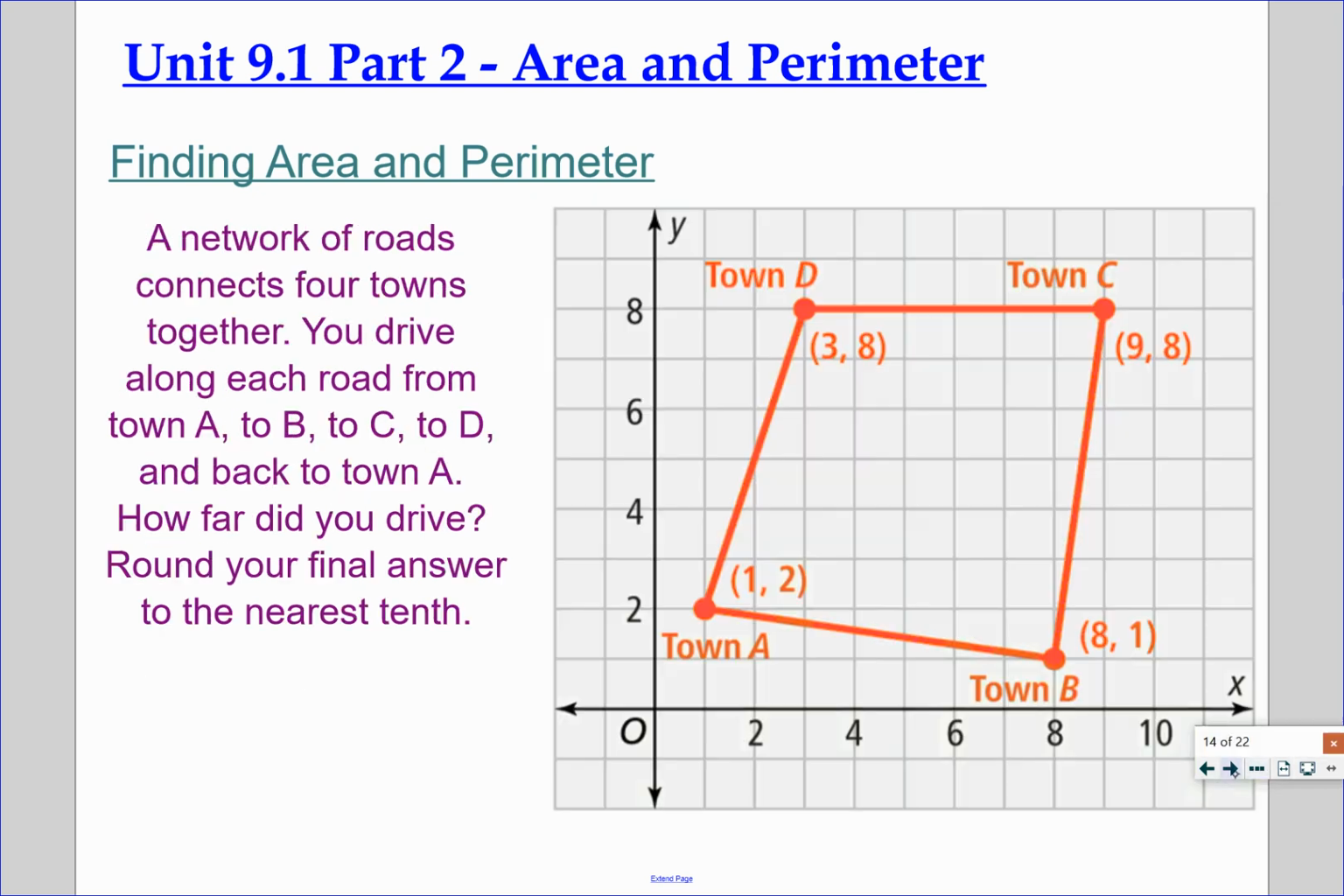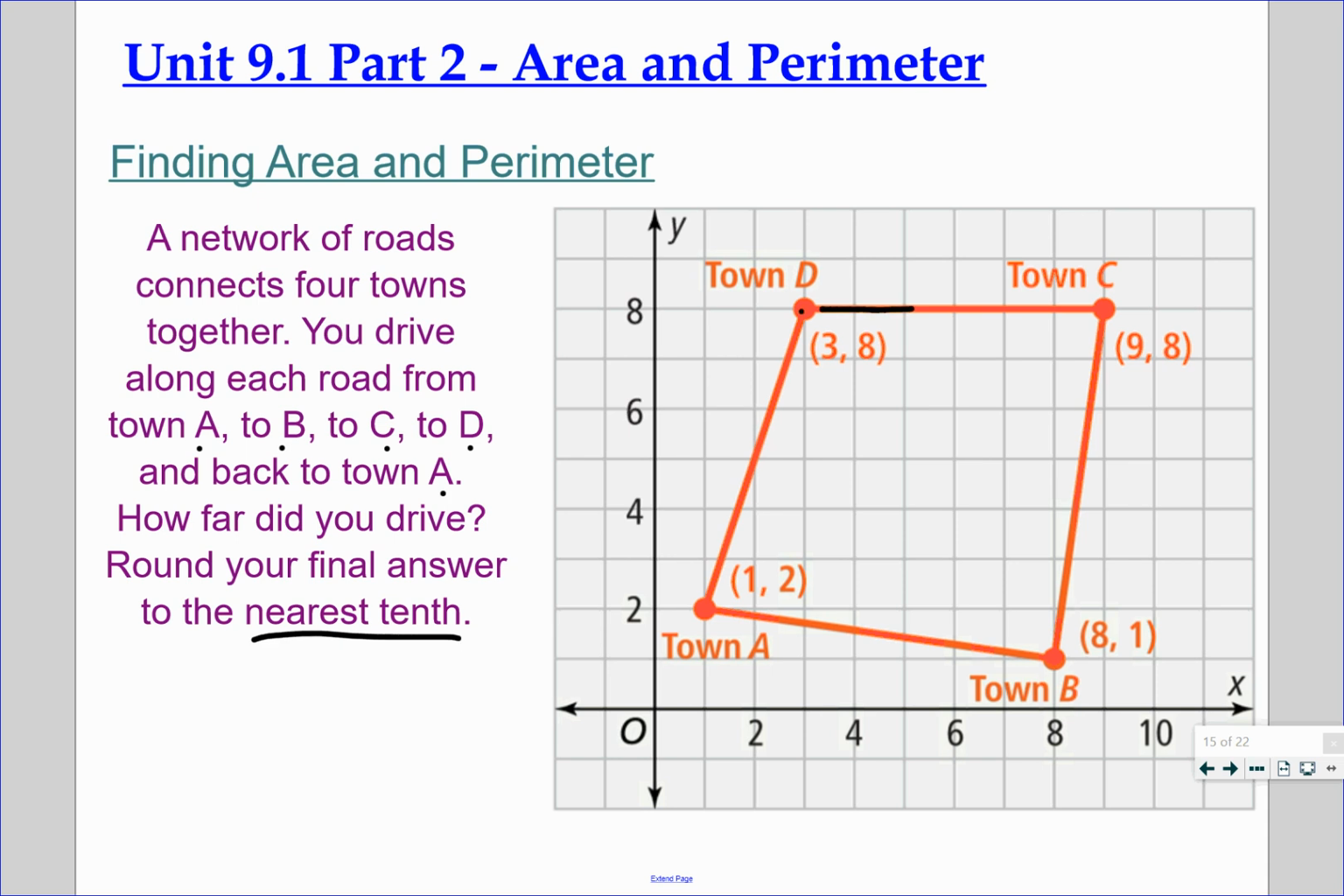Last shape I want to show you is something where the dimensions might not work out so well on the coordinate graph, meaning that we can't necessarily find a base and a height that are perpendicular, and we might have to manipulate with Pythagorean theorem a little bit. So this one shows a network of roads connecting 4 towns together. We're driving along each road from A to B to C to D town, and then back to A town. That means we're driving around this whole shape, and they want to know how far we drove, so we're actually finding perimeter to the nearest tenth.